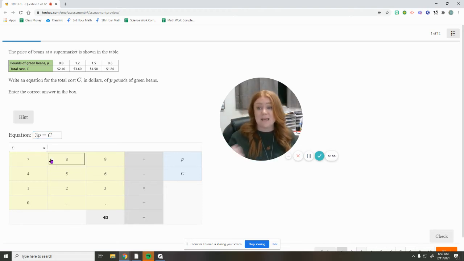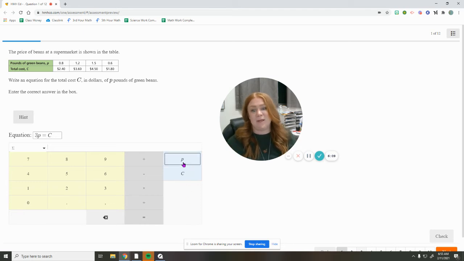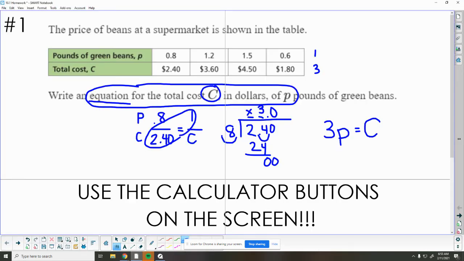But C equals 3P is the same thing. So use the buttons on your screen, even though I think it's more annoying than typing it. I like to type rather than click. But by using these, we make sure we're getting the right variables, and that is important. So be sure to use these as you are doing your Ed problems.